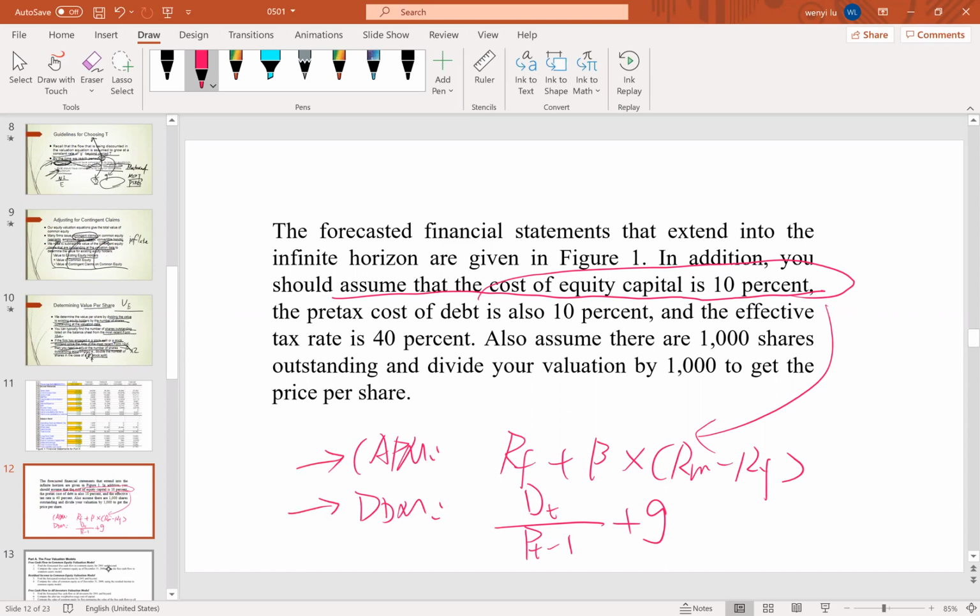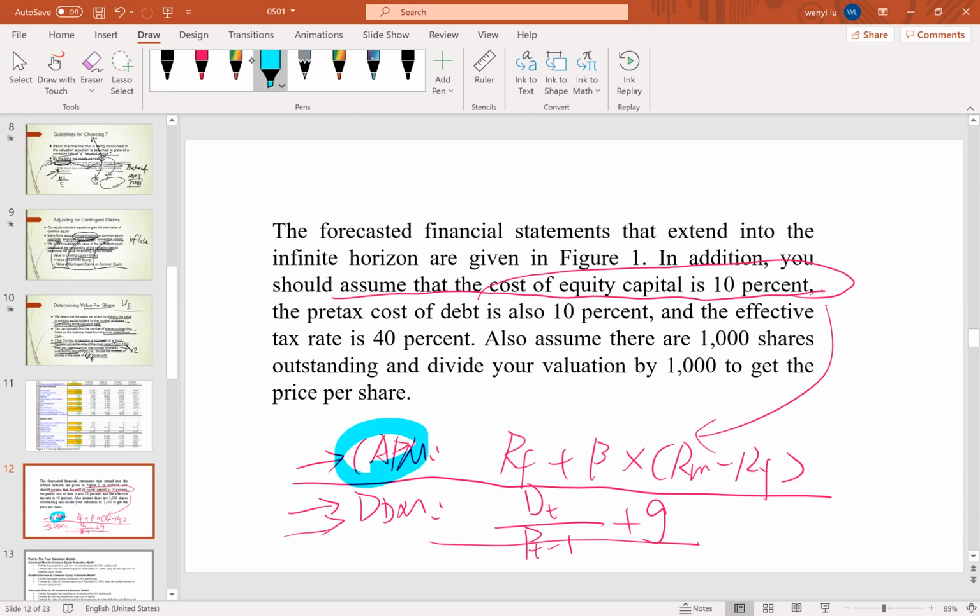If a company like Amazon never pays dividends, you will use this one to get the cost of equity. If your company pays dividends and the dividends are growing at growth rate g, you can use this model. But most likely, for most companies in industry, we prefer to use the CAPM model. For these questions, though, it is given, so you don't need to solve it by yourself. Our cost of equity is 10%.